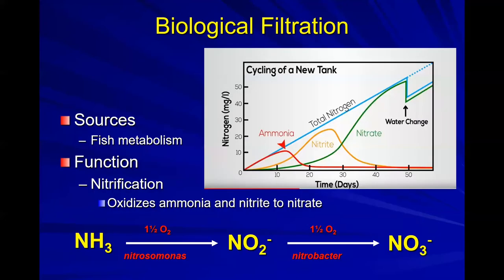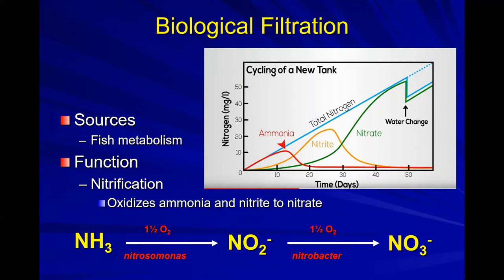So this is what you're doing. You are taking fish waste, ammonia, and you have this bacteria called Nitrosomonas, and it is oxidizing ammonia into nitrite. And nitrite is much less toxic than ammonia. Ammonia is highly toxic to a fish. And so you're converting it to one that is less toxic.